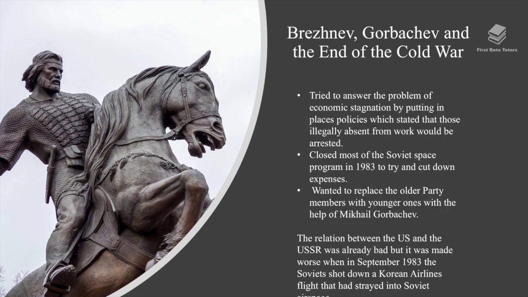He tried to answer the problem of economic stagnation by putting in place policies which stated that those illegally absent from work would be arrested, and closed most of the Soviet space program in 1983 to try and cut down expenses. He wanted to replace the older party members with younger ones with the help of Mikhail Gorbachev. The relation between the US and the USSR was already bad, but it was made worse when in September 1983, the Soviets shot down a Korean Airlines flight that had strayed into Soviet airspace.